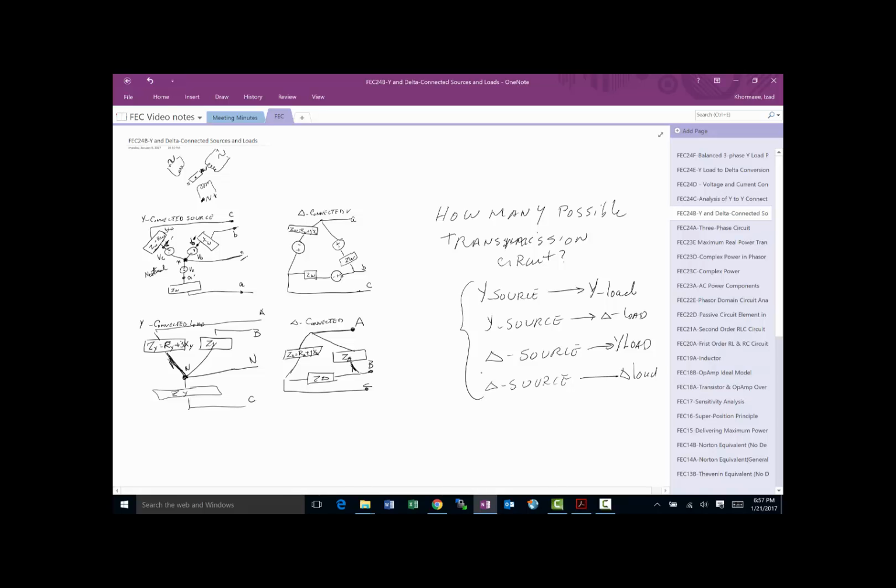You could have various kinds of sources feeding various kinds of loads. This is probably one of the more common ones we encounter. Both the source and the load are Y, but there could be different variations. That brings us to the end of this particular video, where we talked about sources and loads in the context of Y and delta connected formations in a transmission environment.